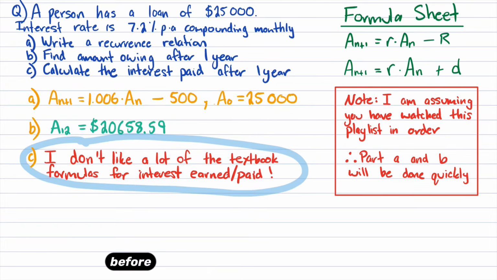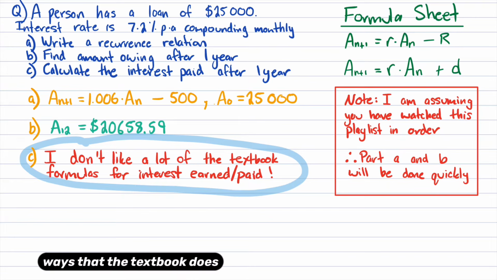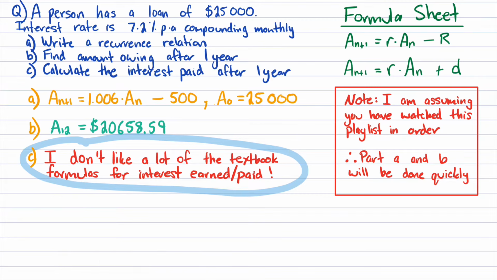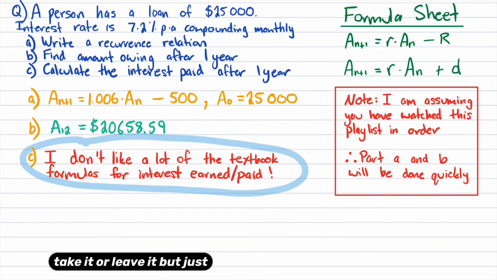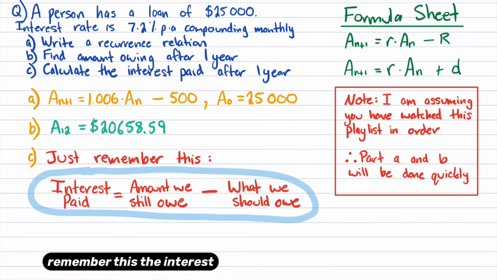Now, like I said before, I've looked at a couple of ways that the textbook does things. I don't personally like it. I think it can make it a little bit more confusing at times. So this is my approach. You can take it or leave it, but just remember this. The interest paid is just the amount that we still owe minus what we should owe.